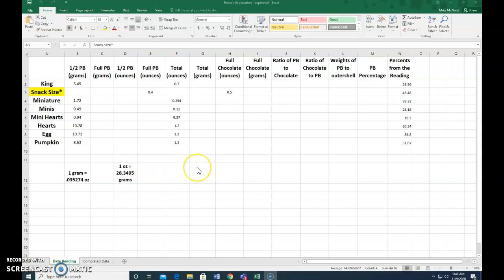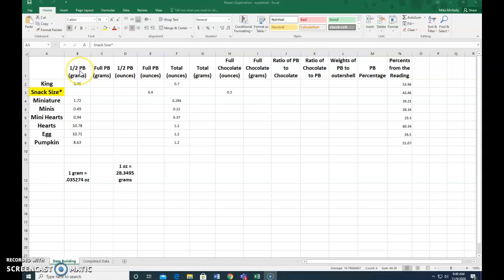Okay, so this is a tutorial to walk you through how to complete our data analysis for our Reese's exploration lab. And just a little bit to start out. Obviously, these are the different products, and we're trying to figure out how much peanut butter and how much chocolate is in each of these products.